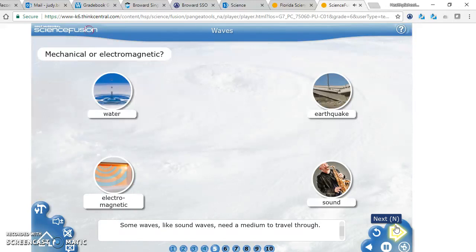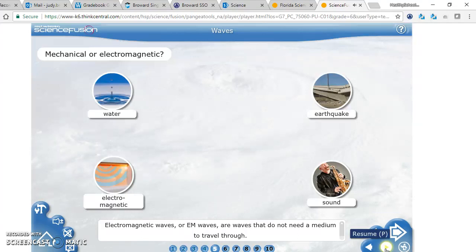Some waves, like sound waves, need a medium to travel through. Waves that need a medium to travel through are called mechanical waves. Electromagnetic waves, or EM waves, are waves that do not need a medium to travel through. Electromagnetic waves are caused by disturbances in electric and magnetic fields. They can travel through a vacuum.